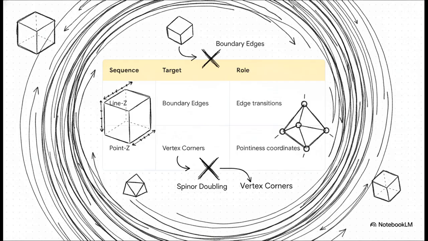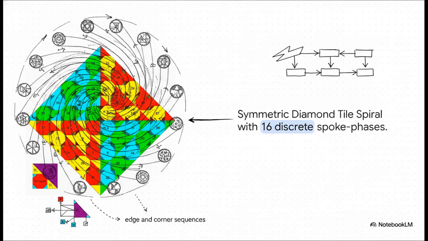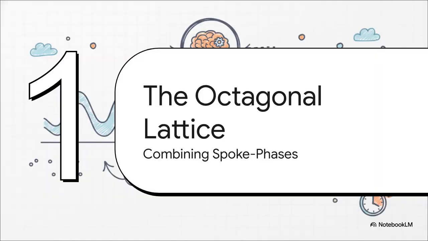By forensically tracking these boundary edges versus the vertex corners, we perfectly double our geometric awareness from 8 right up to 16. And through that exact spinor doubling logic, those edge and corner sequences map flawlessly into a symmetric diamond tile spiral. We have officially established 16 discrete bit-perfect spoke phases. What we're looking at here is a formalized 4-bit state machine. It navigates 16 angular positions through simple bit shifts, completely bypassing that continuous trig wall we talked about earlier, ensuring absolute structural stability.